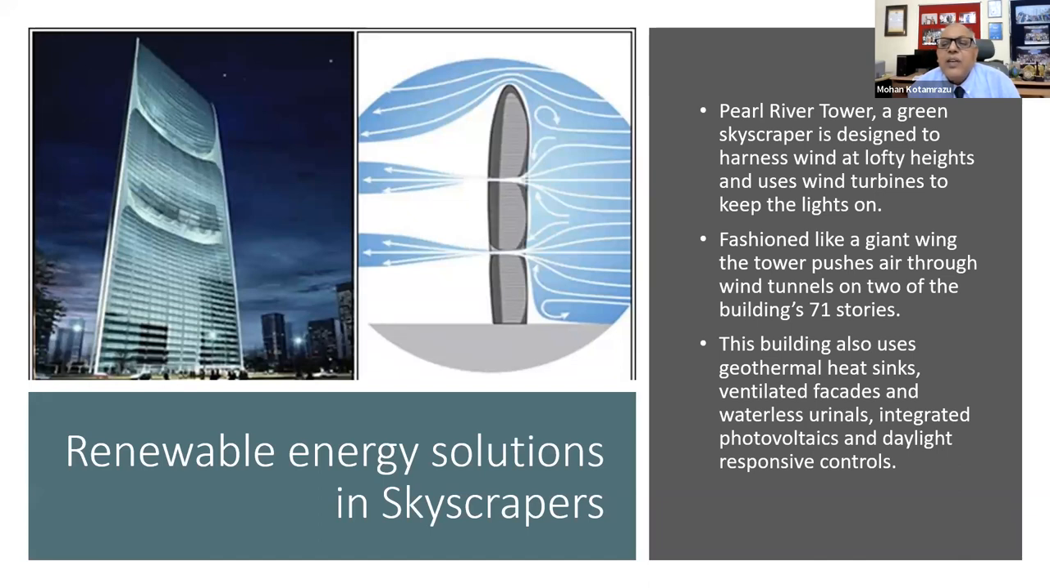So this is the first example of a net zero tall building, which is totally self-sufficient. The building also uses geothermal heat sinks, ventilated facades, waterless urinals, integrated photovoltaics, and motion sensors. All the gadgets and tricks required for reducing energy are used here, and these are all renewable technologies. This net zero tall building also supplies energy to the neighborhood rather than depending on the grid. It is a self-sufficient skyscraper.